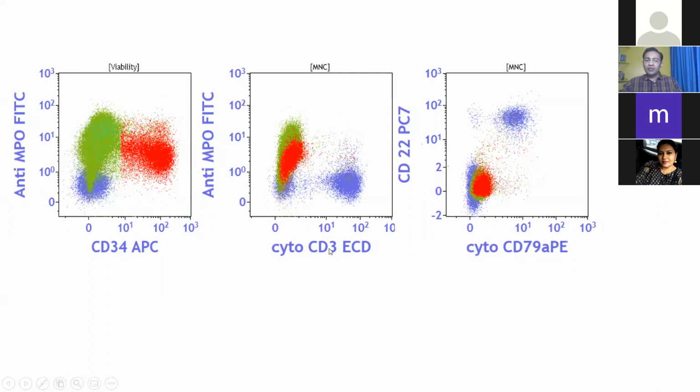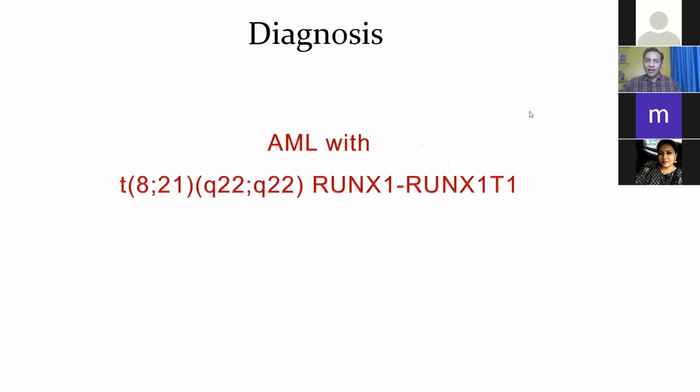Even the cytoplasmic CD3, that T cell marker, is also negative. So hence we confirm that this is myeloid leukemia with aberrant expression of CD19 and CD56, which indicates an underlying cytogenetic abnormality, that is AML with translocation 8;21, or now RUNX1::RUNX1T1 translocation or fusion.